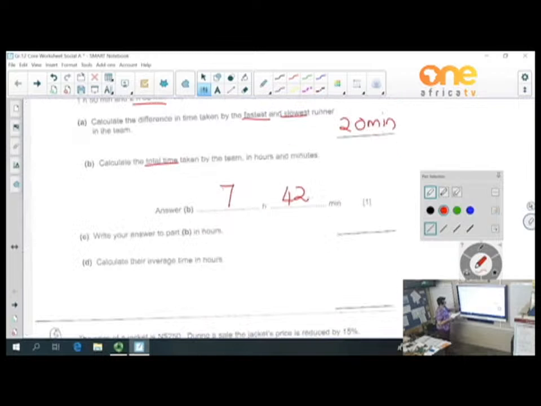Okay, number C. Write your answer to part B in hours. How am I going to change this now to hours? How many minutes in an hour? 60. So we're going to say it is 7 point, and then come on your calculators. What is 42 divided by 60? 42 divided by 60. So it is 7.7 as in hours, only in hours.